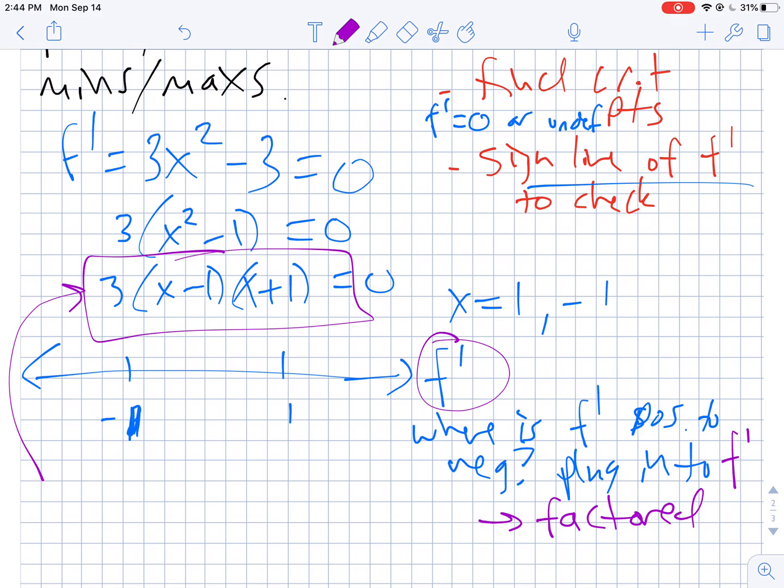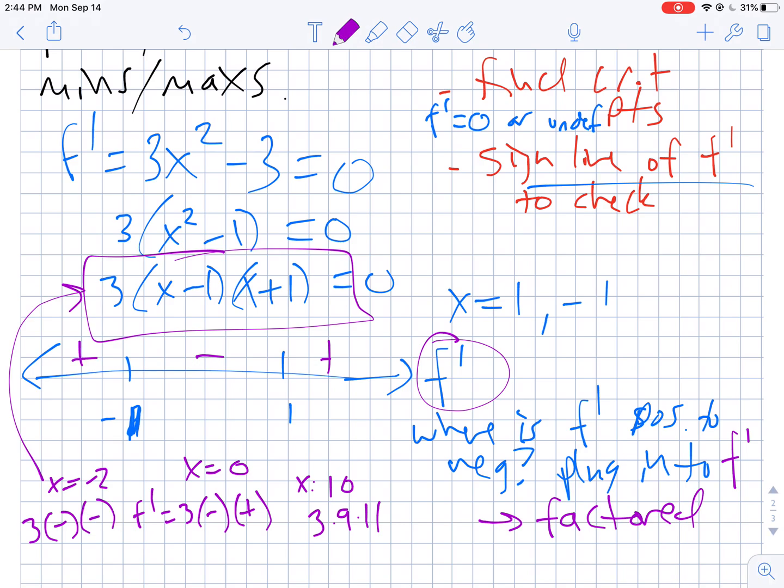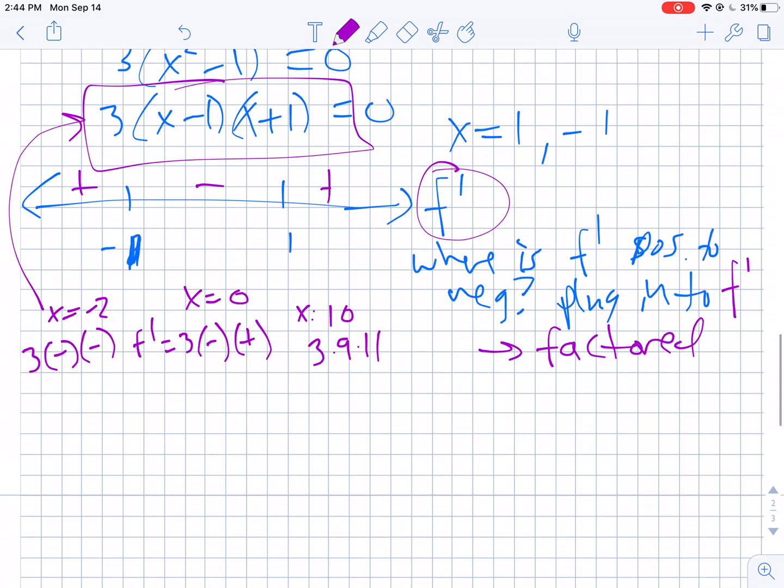So, okay, we'll start with x equals 0. Your f prime is 3 times negative 1 times a positive 1, that's a negative. When you plug in, say, 10, or any number bigger than 1, you can plug in 2, 5, 10. When you plug in x equals 10, you have 3 times 9 times 11, that's obviously positive. When you plug in, say, negative 2, you have 3 times a negative times a negative, that's going to be positive as well. All right, so in this case, we're going to use the sign line graph to see where we switch from positive to negative and vice versa.